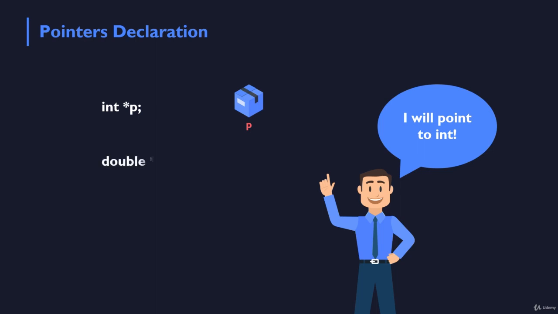And similarly it can be done for double dp. dp is just the name, and it says I will point to some double. And char pc, okay, we can also point to character variables. That's nothing new. It's basically just to understand the pointer declaration process.